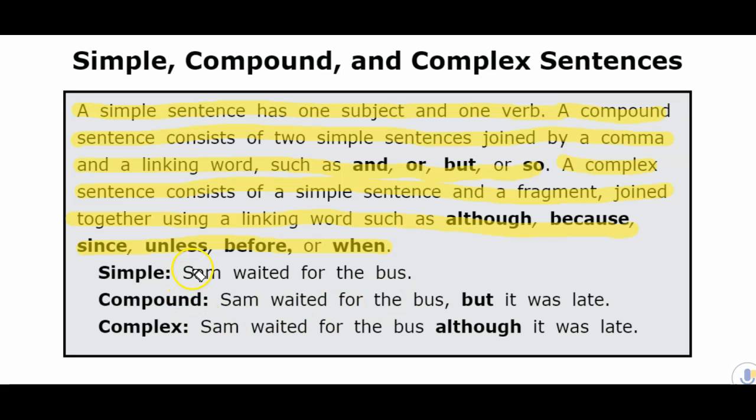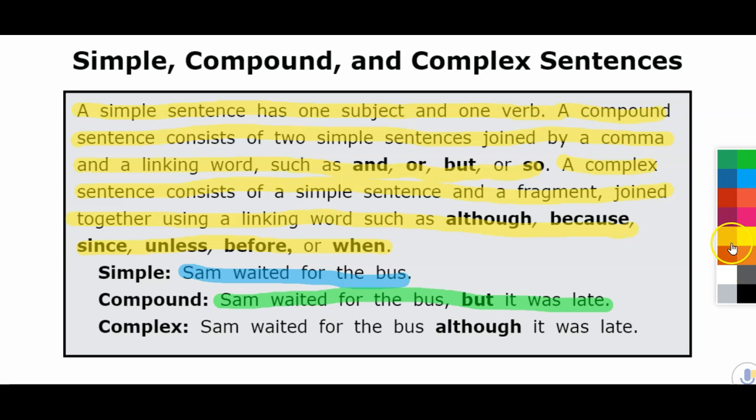So a simple sentence would be something like this. Sam waited for the bus. A compound sentence: Sam waited for the bus, but it was late. And then a complex sentence would be: Sam waited for the bus, although it was late. So just by changing one word, it kind of changes everything, okay?